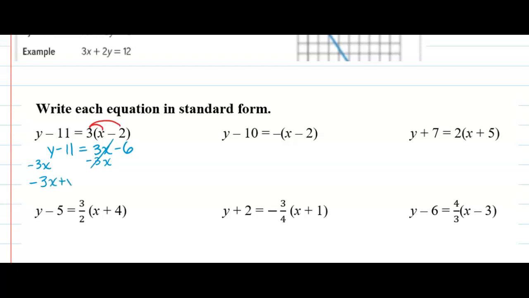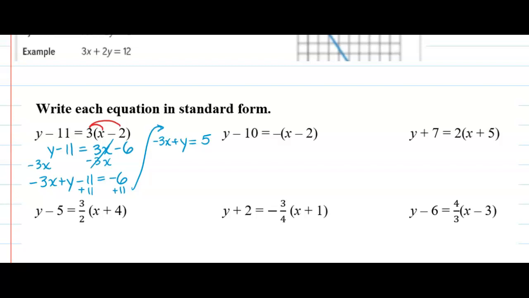-3x plus y minus 11 is -6. We're getting closer, but I only want the x term and y term here. I do not want a constant term with it, so I'm going to add 11. Now I have -3x plus y equals 5. I don't have any fractions. X and y are on the same side, on the left side. However, the coefficient of x must be positive.